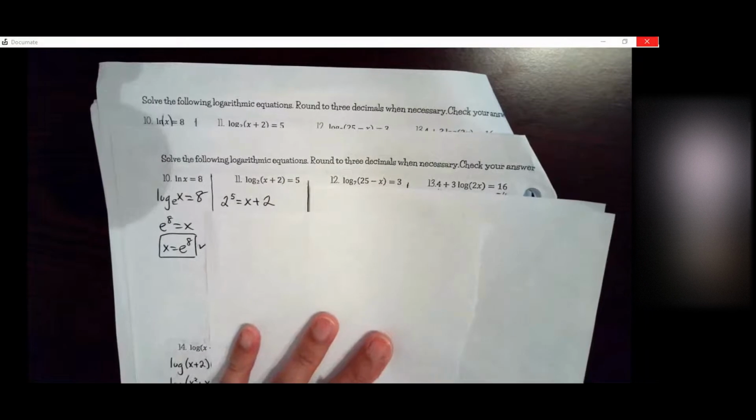This one, 2 to the 5th equals x plus 2. So 2 to the 5th is 32 equals x plus 2. 32 divided by 2 is 16. Wait, 32 minus 2, right? Oh, wait, minus, right. So 30 equals x. Is 30 safe? Yes.